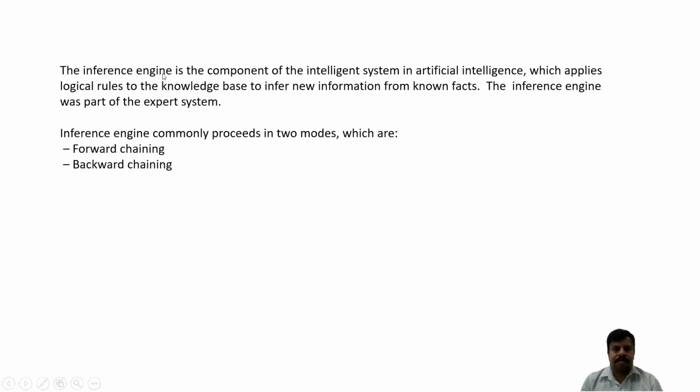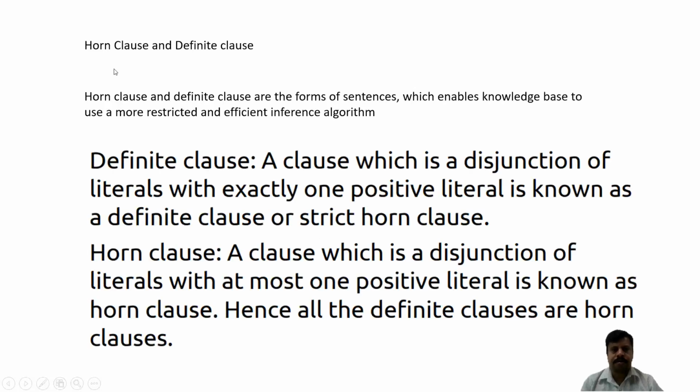The inference engine used in the expert system is the component which applies logical rules to the knowledge base to infer new information from known facts. The inference engine is part of the expert system, and we already know about it. It commonly proceeds in two modes, which are forward chaining and backward chaining. We are going to discuss these two techniques in today's class.